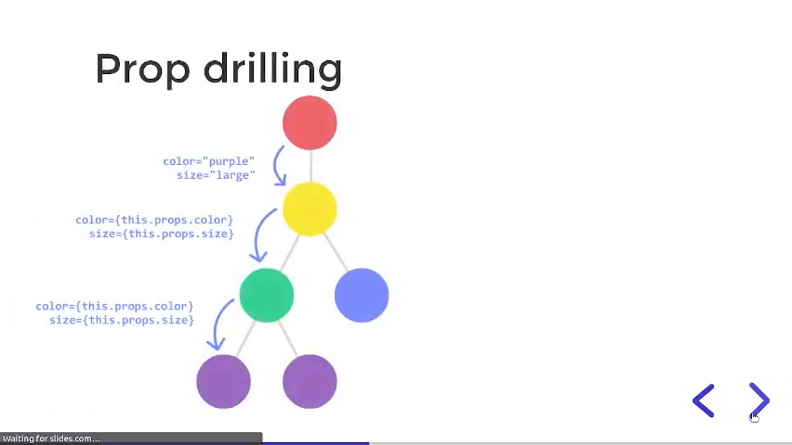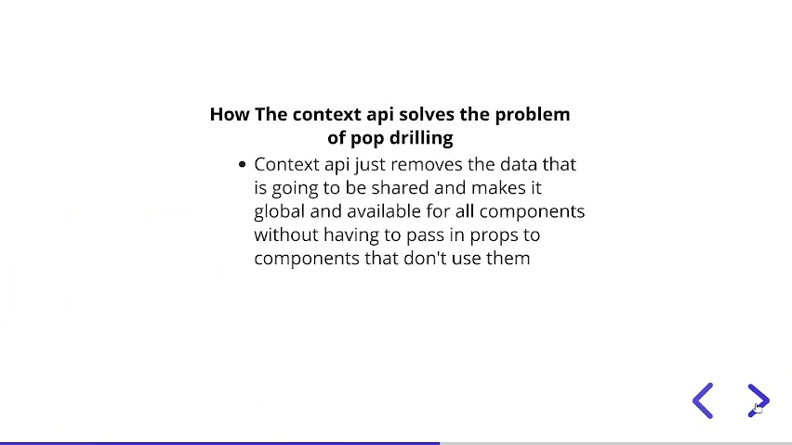Then we look at how the context API solves the problem of, I know why I'm saying prop drilling. It's supposed to be prop drilling, not pop drilling. I know why I keep on writing the wrong spelling, but it's okay.